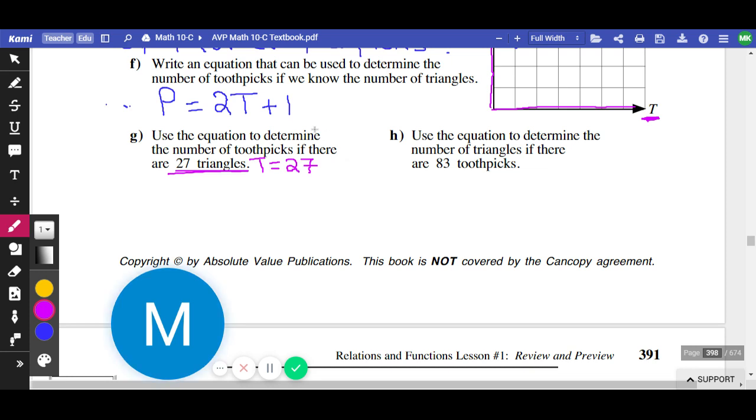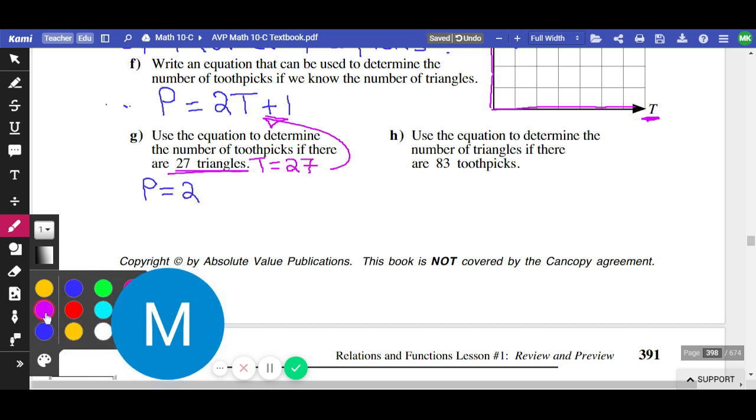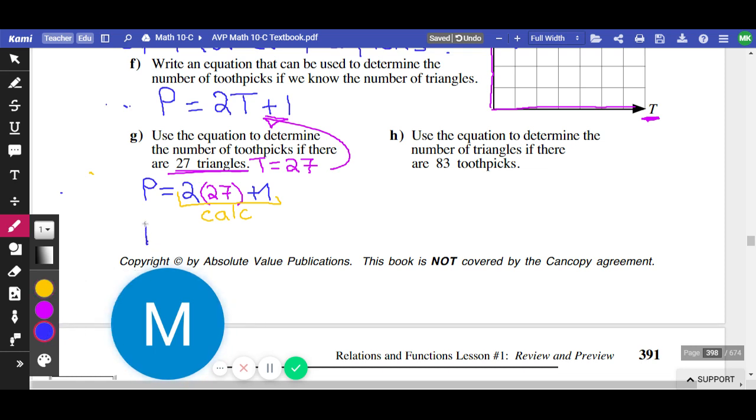I'm going to put that into the equation. So P equals 2 times 27 plus 1. If you put this in your calculator, it will tell you how many toothpicks you needed to build 27 triangles. You put this in your calculator the exact way you see it, 2 times 27 plus 1. If you do that, you'll figure out that the number of toothpicks it would take would be 55.